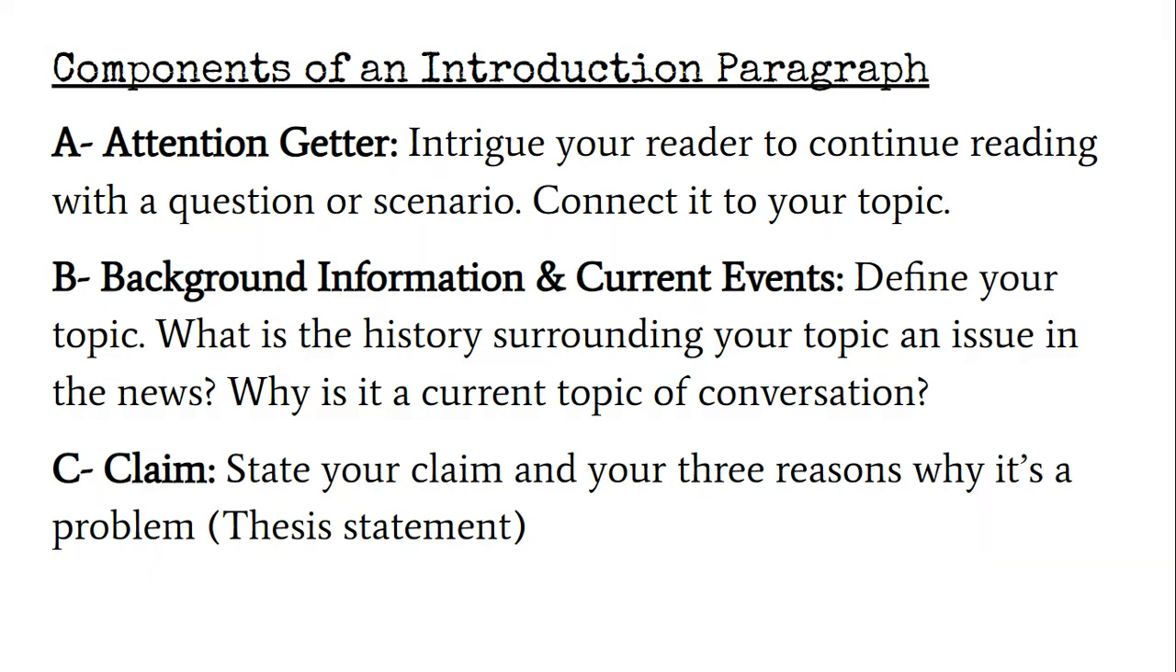After you give your attention getter and you connect it to your topic, we then go into the B. So the B is background information and current events. So you should take a sentence or two to describe what's going on currently with your topic. How are we hearing about it in the news? Those types of things. Also, the history surrounding it. Why is this still an issue in our society? So just kind of updating, giving your reader a little bit of background information. We're going to pretend that they know nothing about this topic. So this is your couple of sentences where you can kind of update them on, this is what my topic is about, and this is why it's still a problem.